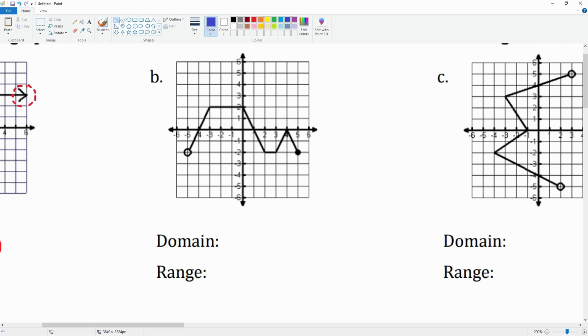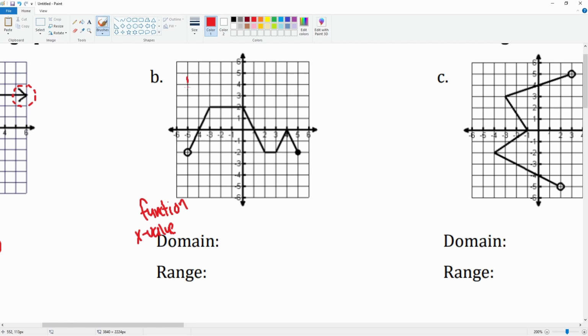Now let's take a look at B. Let's see if this is a function first of all. Yep, look, it passes through 1 point, 1 point, 1 point, 1 point. So that is a function. So we can just take a look at the domain now. This is a function. So remember, the domain is referred to as your x values.